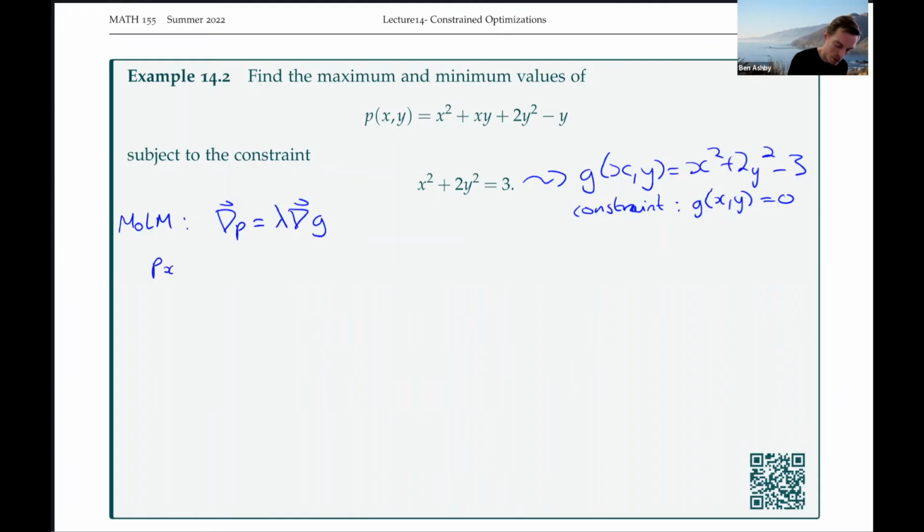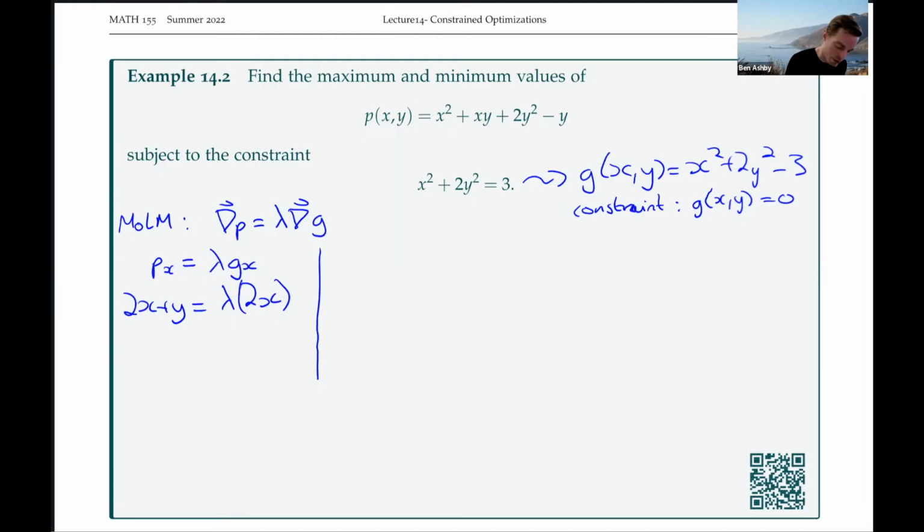So what do we do? Well, this is just looking at the partial derivatives of our function p. So p with respect to x has got to be equal to lambda times the partial of g with respect to x. So what's that? Well, we have 2x plus y must equal lambda times 2x. Okay, we'll just leave that in that form for now.